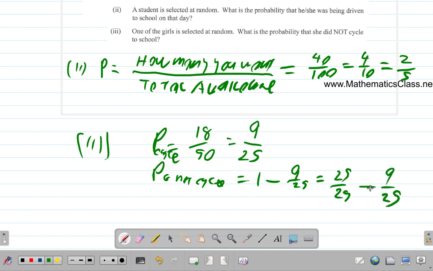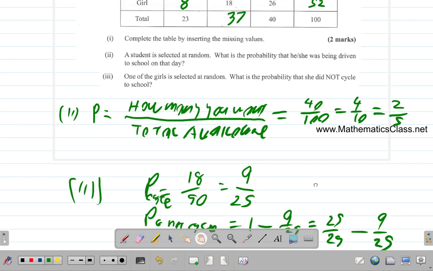26 minus 9, how much again? 26 minus 10 would be 16, but minus 9 is 17. I have to practice doing it in my head sometimes. So that's 17 over 26. You see it? Right? 17 over 26. That's the probability that the girl did not cycle.